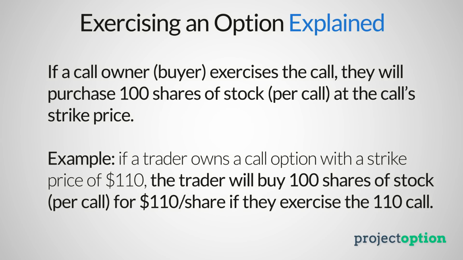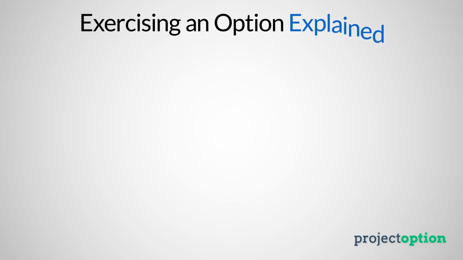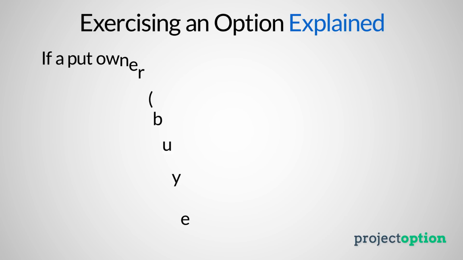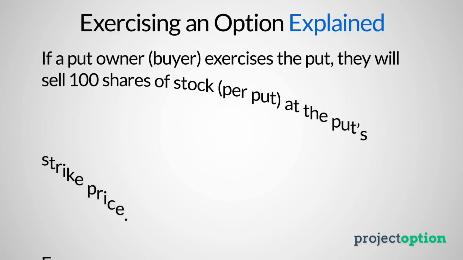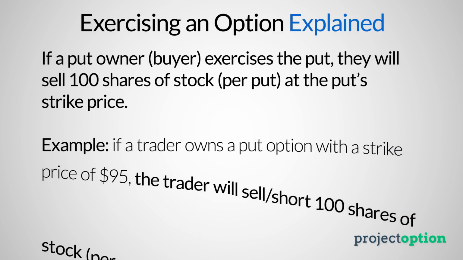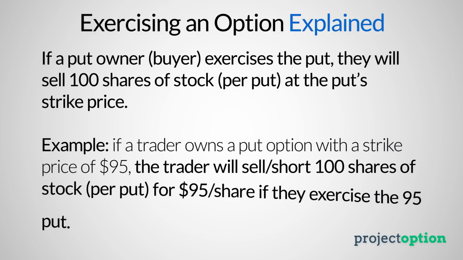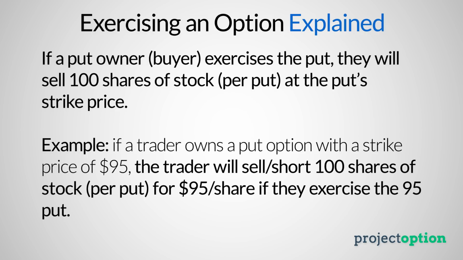Now, on the other hand, if a put buyer exercises their put option, they are making the decision to take their put option and convert it into short shares of stock, or sell shares of stock at the put's strike price. So for instance, if a trader buys a 95 put option and they later exercise that option with a 95 strike price, they are saying that they want to sell 100 shares of stock per put option for $95 a share, which is the put's strike price. So when a trader exercises a put, they are making the decision to sell 100 shares of stock per put contract at the put's strike price.